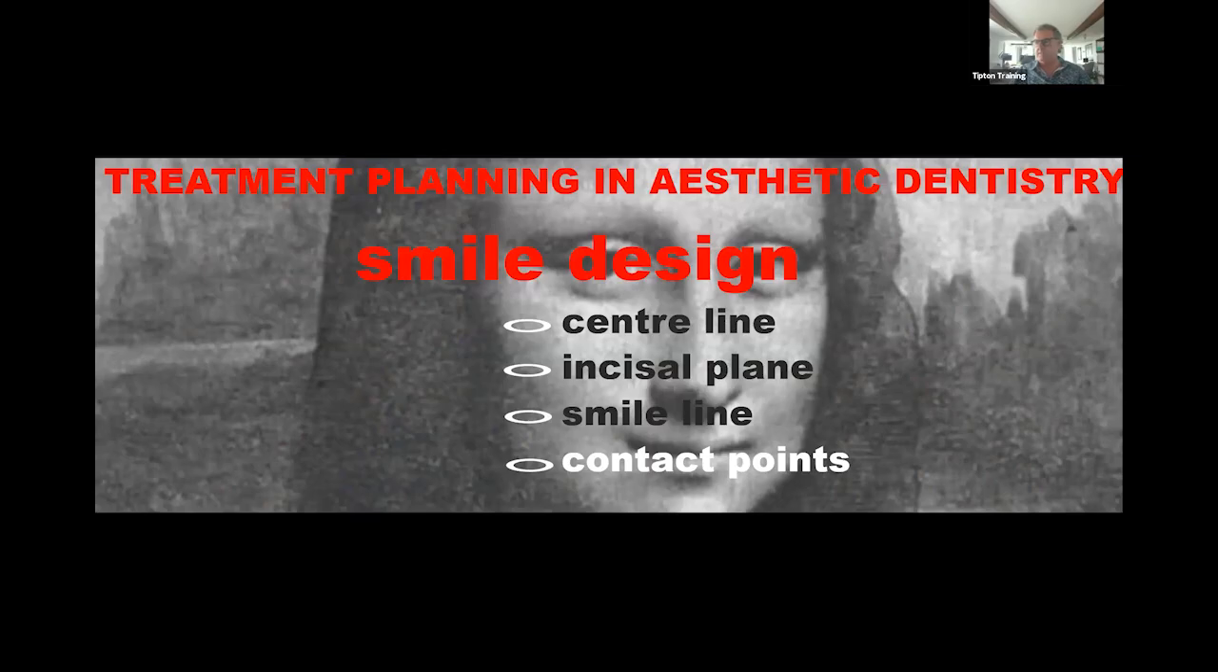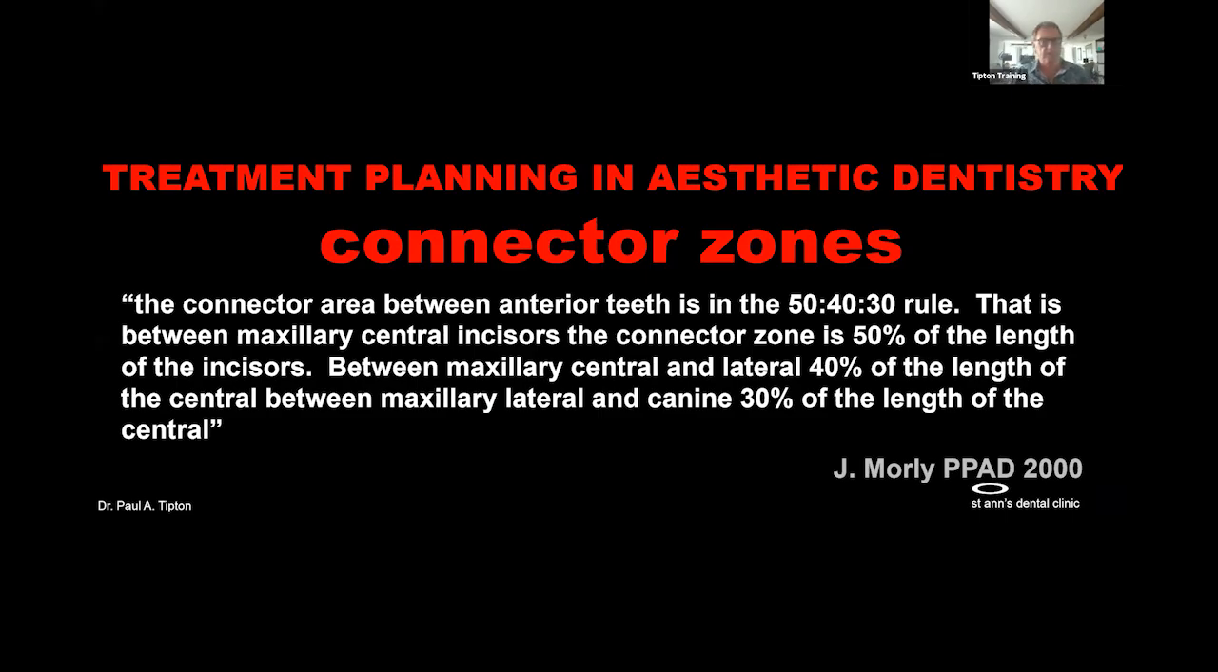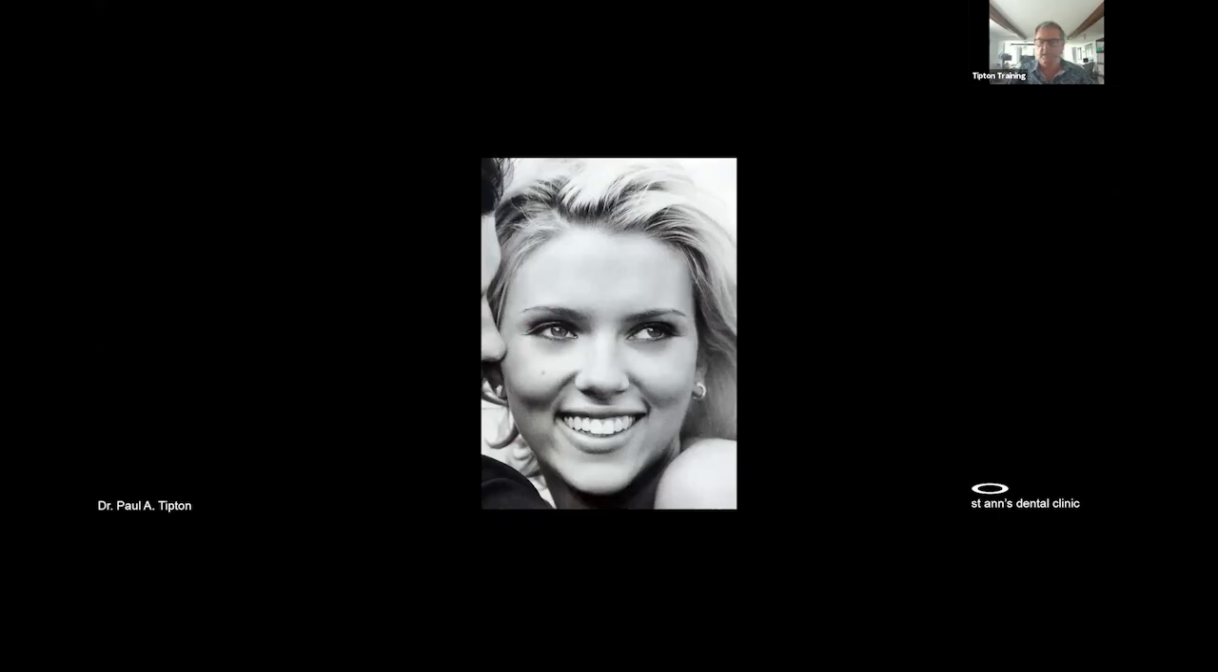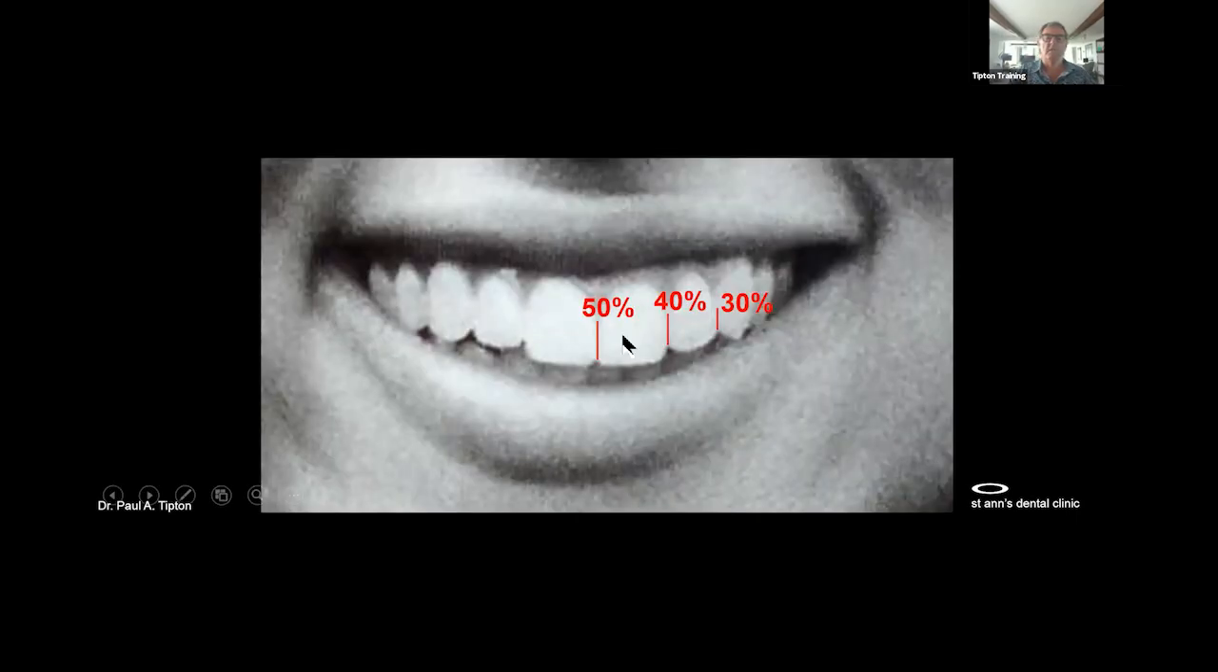Contact areas, contact points. We really don't call them contact points, we call them contact areas. And for contact areas, we have something straightforward called the 50-40-30 rule. But we have to balance that up with the Dennis Tarnow study as well. So ideally, if we look at a beautiful smile, a model, a TV film person, Scarlett Johansson, actress, we look a little bit more closely at a smile. What we're talking about is the contact area between two centrals. That contact area should be 50% of the length of a central.